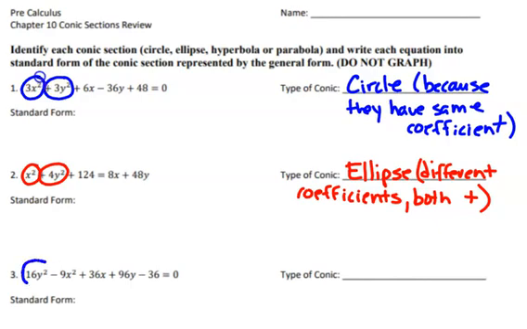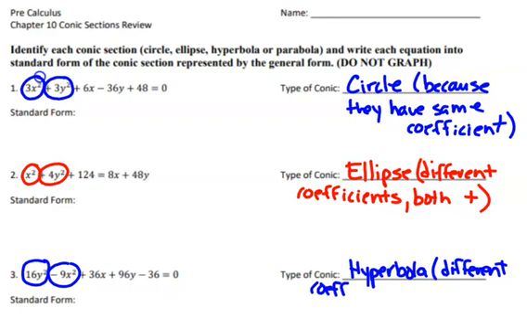Okay, next one. I'm going to circle the y squared and the x squared. This is a hyperbola. They have different coefficients. The biggest thing is there's one positive and one negative coefficient. So it's positive 16 and negative 9.